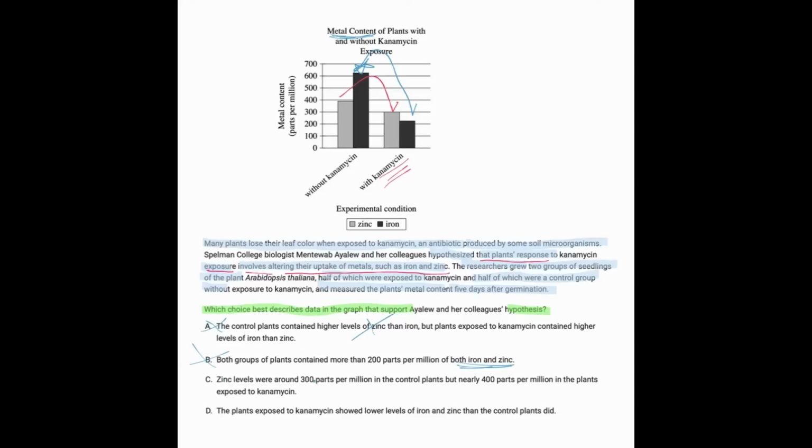C, zinc levels were around 300 parts per million in the control plants, but nearly 400 parts per million in the plants exposed to the chemical. Well, we're not seeing a growth as there was exposure to the chemical. We're seeing a lowering. And D, the plants exposed to the chemical showed lower levels of iron and zinc than the control plants did. That's exactly what we said in our own words. So the answer here is D.